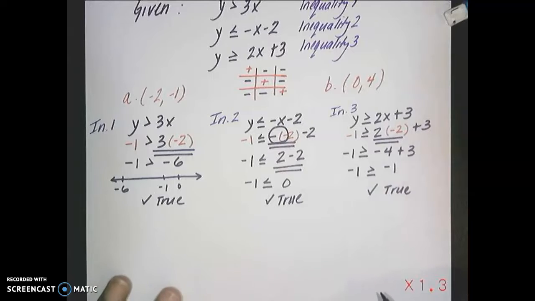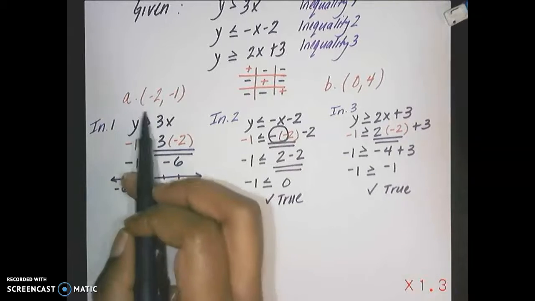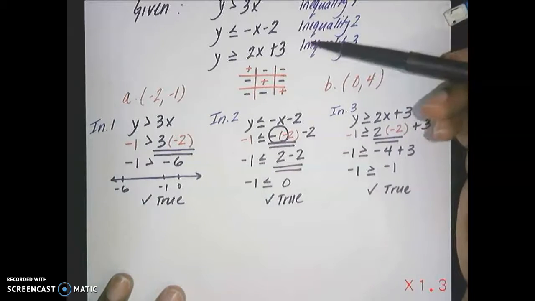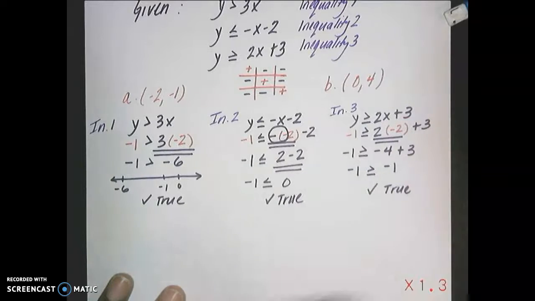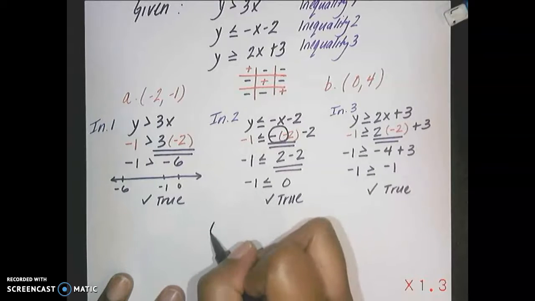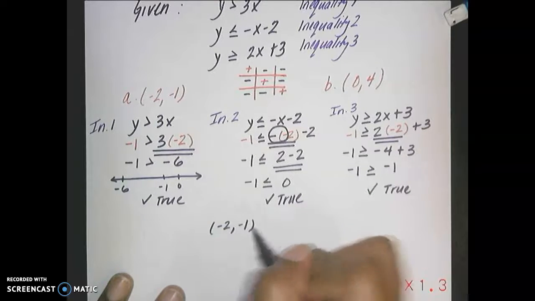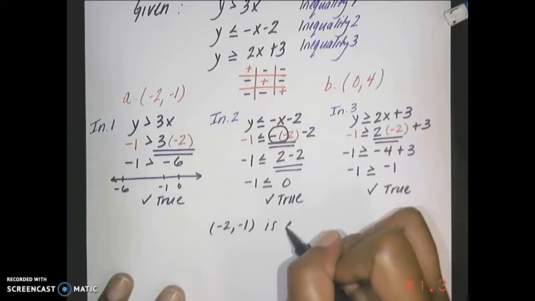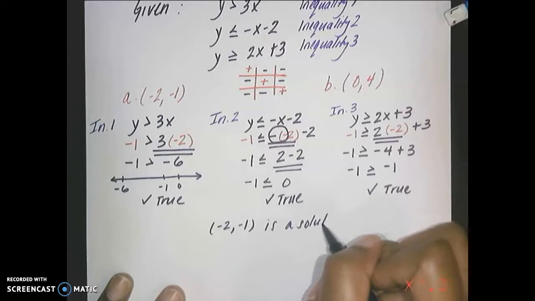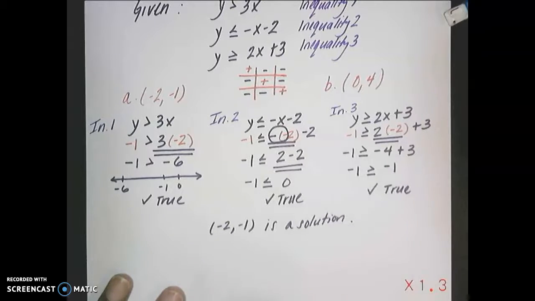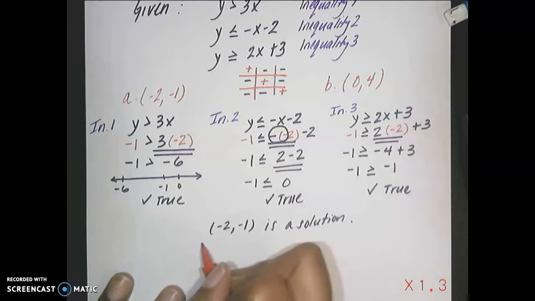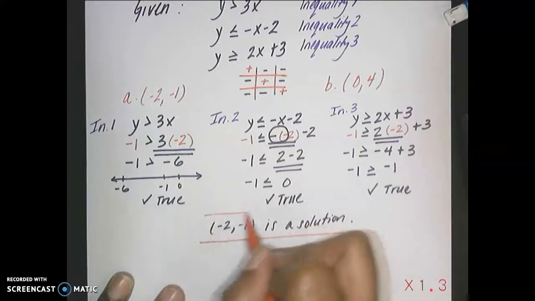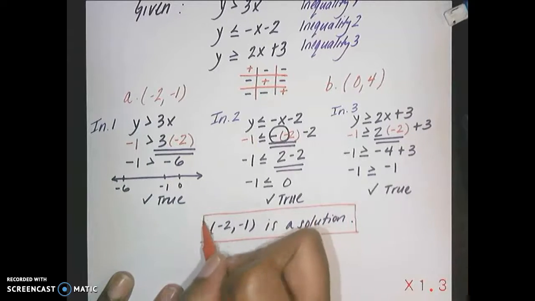So what I can conclude, since negative 2, negative 1 worked for every inequality in my system, is that negative 2, negative 1 is a solution. Now, if I want to drag it out, I'll say it is a solution to my system of linear inequalities. But to keep the video brief, that's all I'm writing.